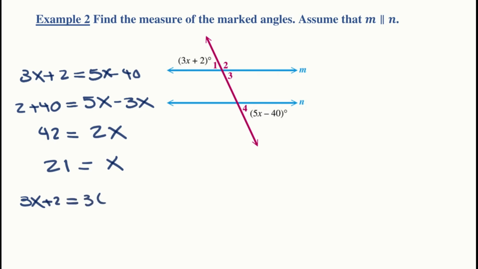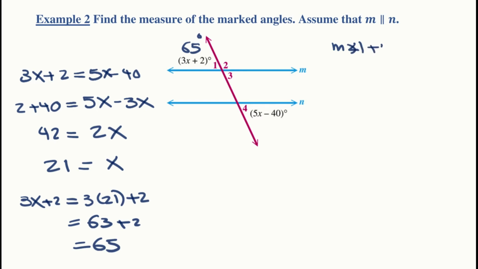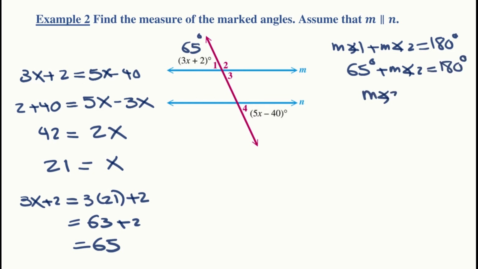So let's see what 3x plus 2 becomes. So we get 3 times 21 plus 2. So that's 63 plus 2, which is 65. So we know that this angle here is 65 degrees. Now we also know that the measure of angle 1 plus the measure of angle 2 equals 180 degrees, right? So 65 degrees we can substitute for the measure of angle 1 plus the measure of angle 2 equals 180 degrees.